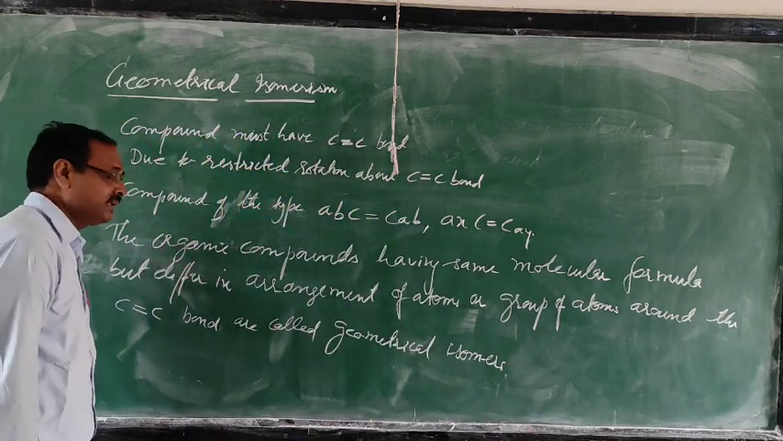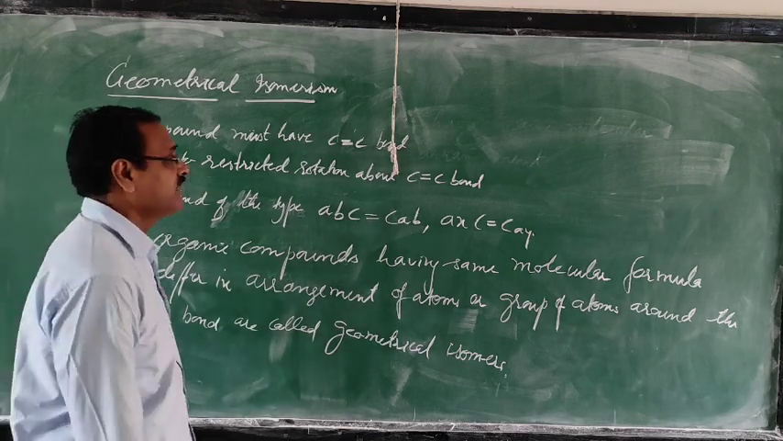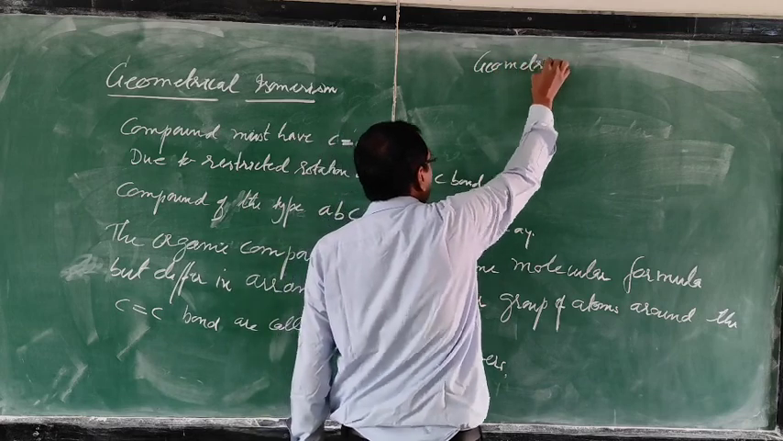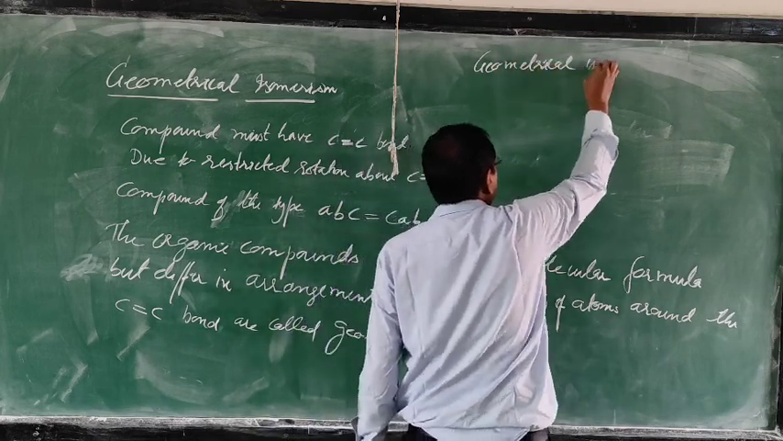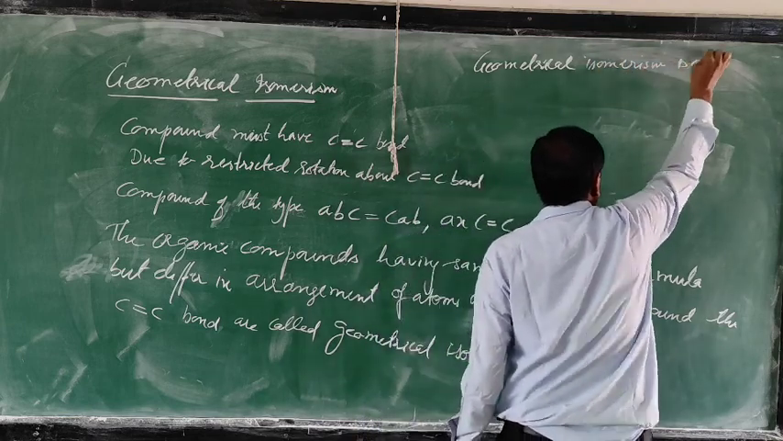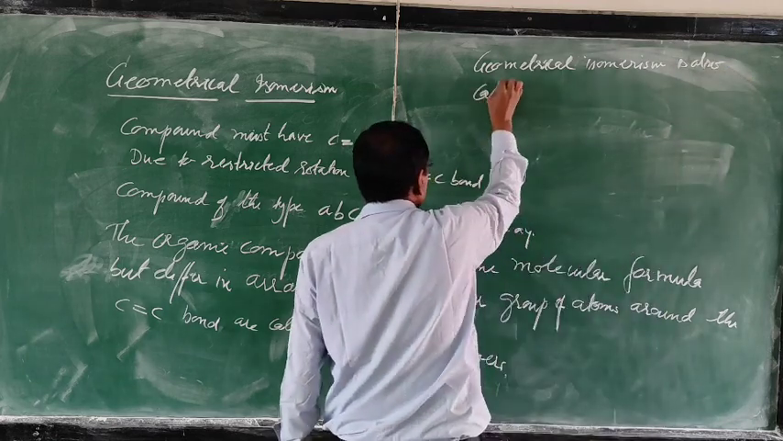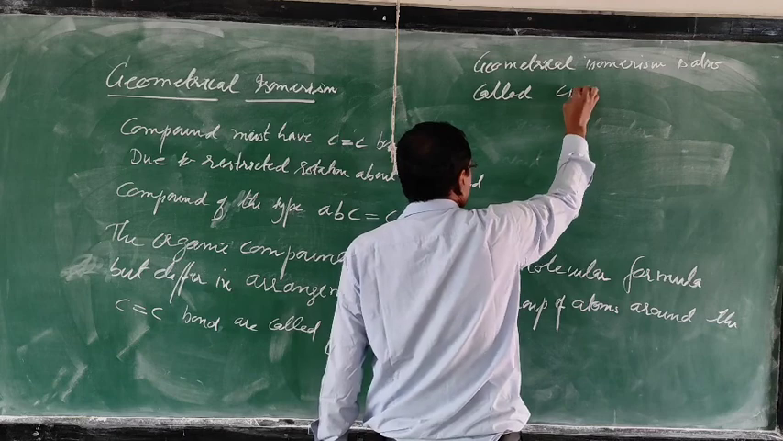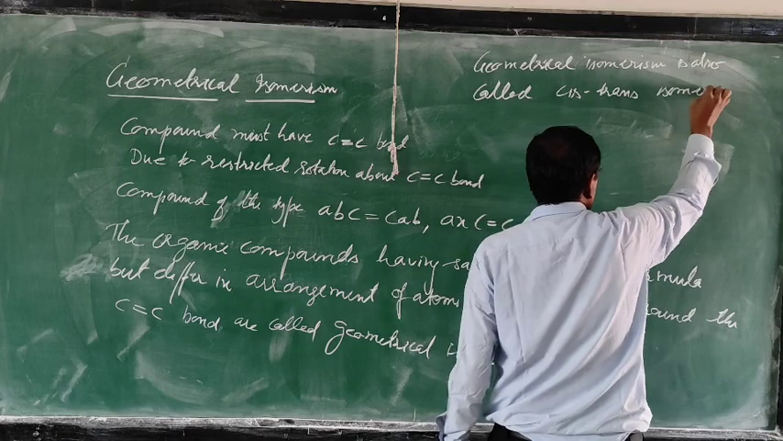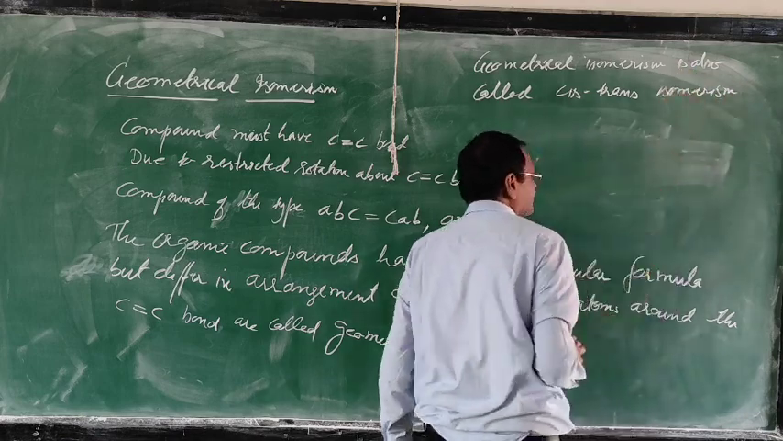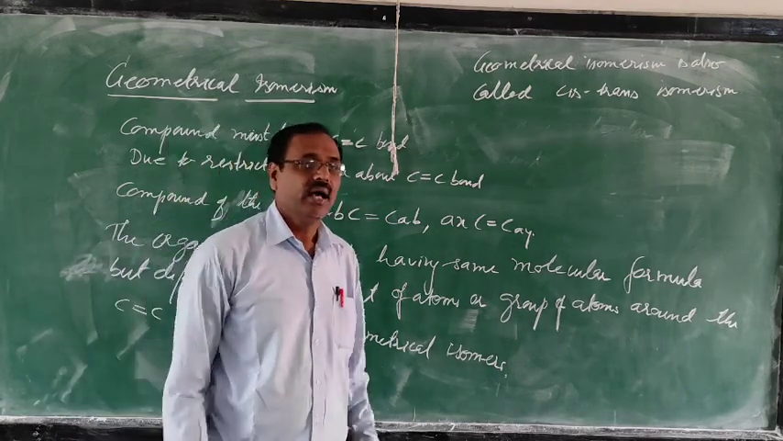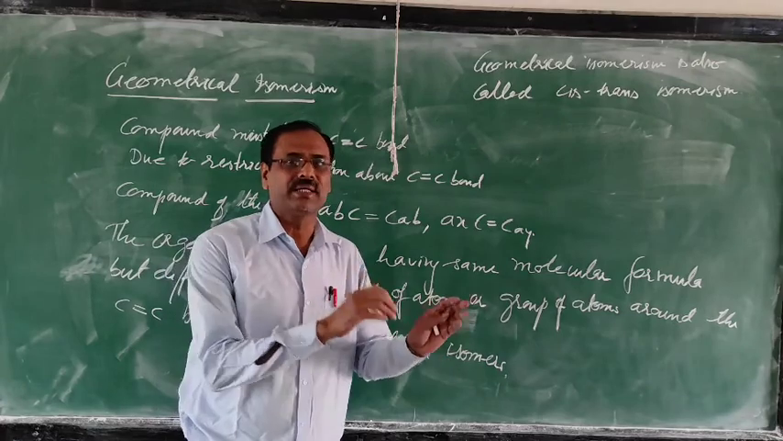This geometrical isomerism is also called cis-trans isomerism. So what is cis and trans? When the similar groups are put on the same side of the carbon atom, it is called cis. And when the similar groups are put on the opposite side of the carbon atom, it is called trans.